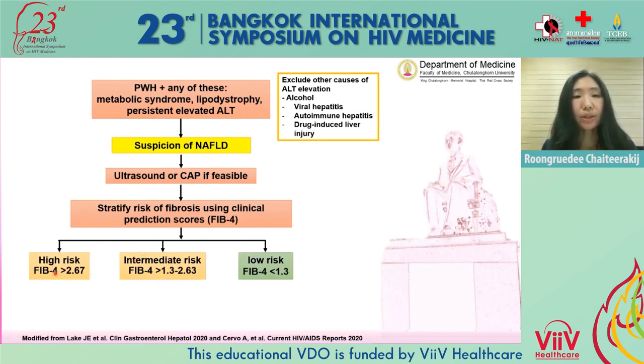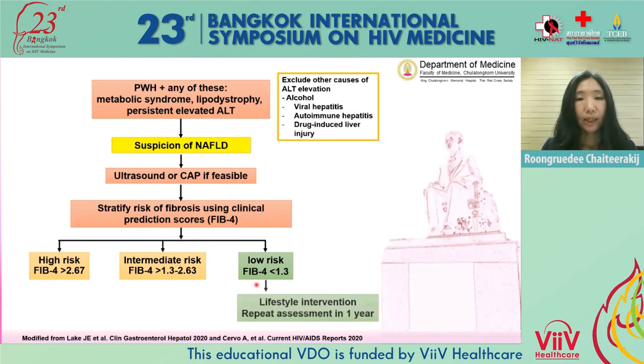We can divide patients into 3 groups: high risk, intermediate, and low risk, based on the FIB-4 score. If FIB-4 is less than 1.3, it means that the patients have a very low risk of having fibrosis in the liver. In this group, you can recommend lifestyle intervention: reduce the weight, exercise, and repeat the assessment of the fibrosis in the next year.